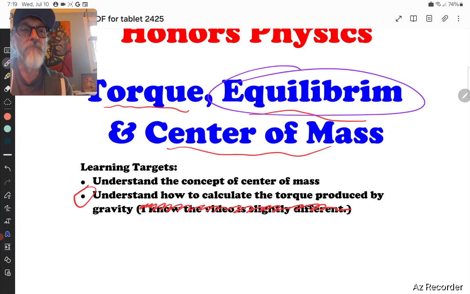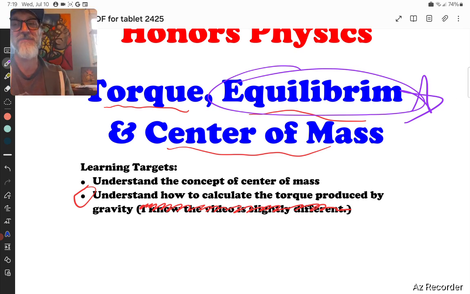Okay, more about this idea later on. At this point, if you understand this idea that you put your force of gravity at the center of mass, you're in good shape.